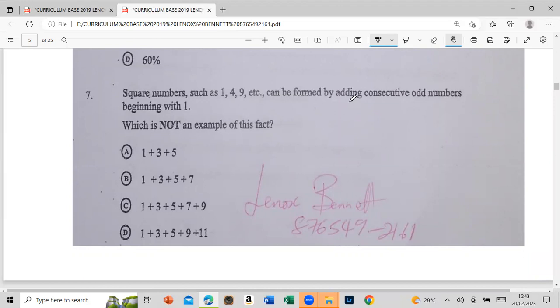Square numbers such as 1, 4, 9, etc. can be formed by adding consecutive odd numbers beginning with 1. So you're going to start at 1, which is not an example of this fact. So we add that, it is consistent, and this would be D. Somebody type in why D is incorrect. Could somebody do that for me now? 20 seconds.